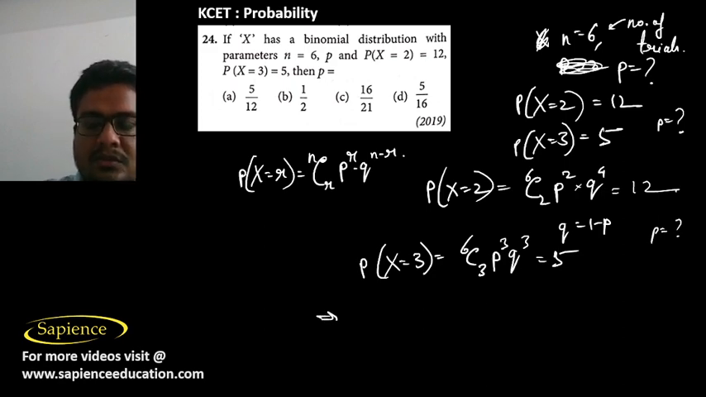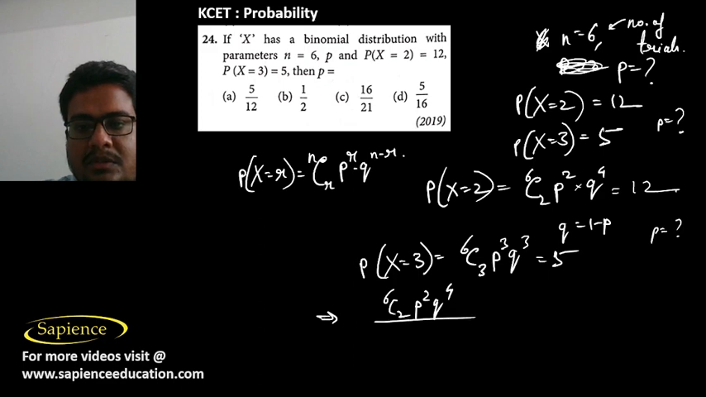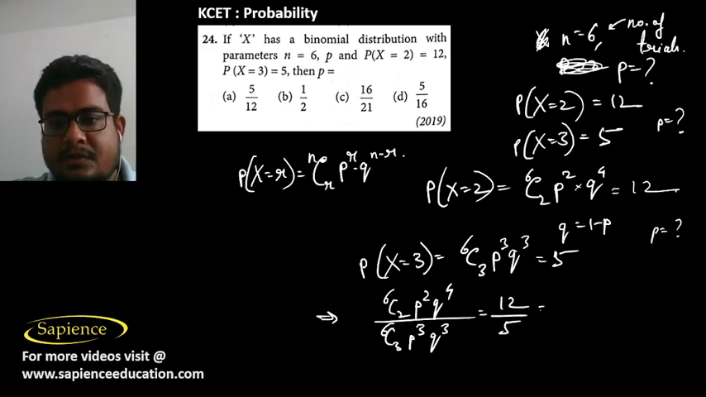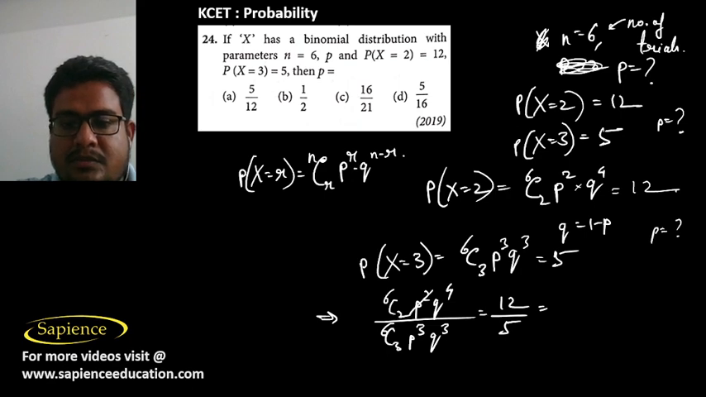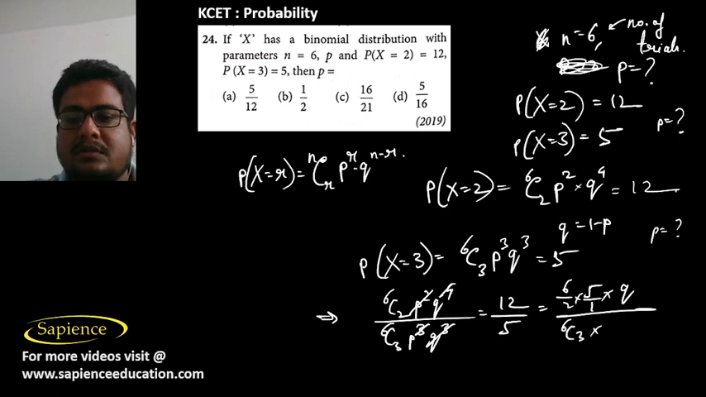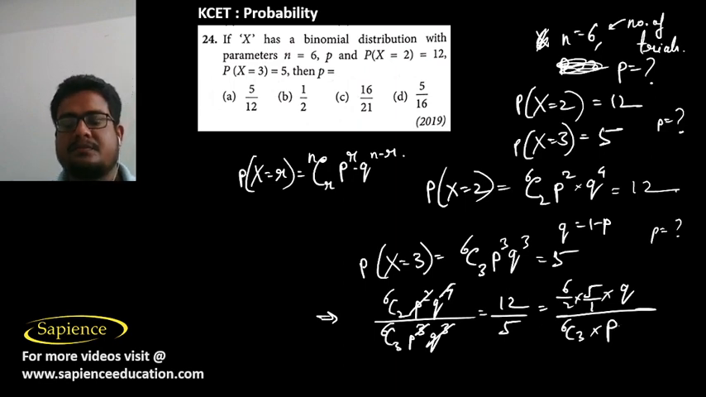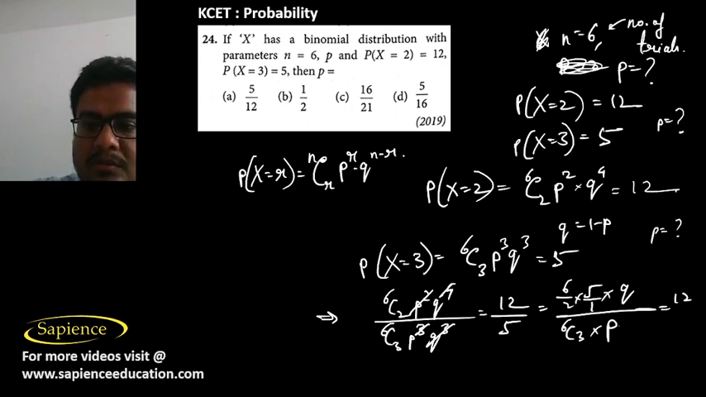So if you take the ratio, it will be equal to 6C2 p square q power 4 divided by 6C3 p cube q square. That is equal to 12 by 5. This will be equal to: p square and p cube will cancel, and q power 4 and q square, and 6C2 means 6 by 2 into 5 by 1, divided by 6C3, that is equal to 12 by 5.